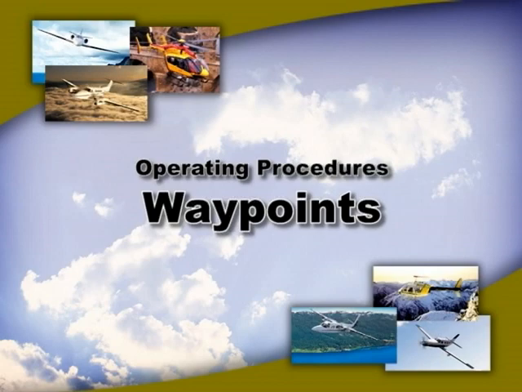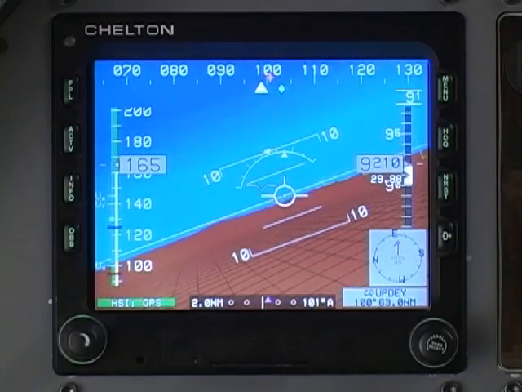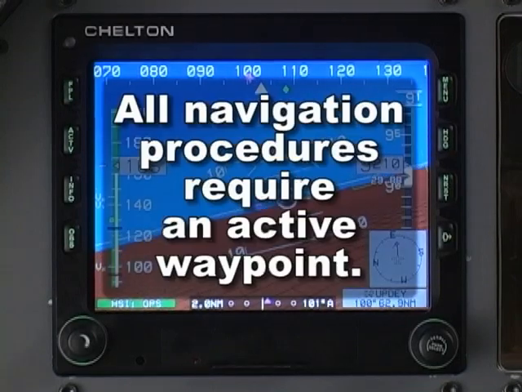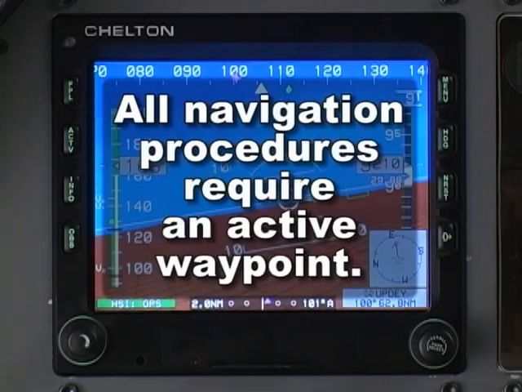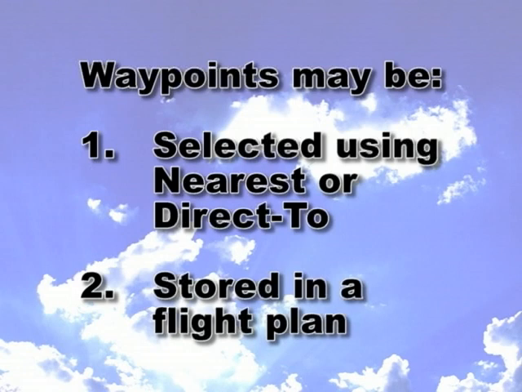Navigation using the Flight Logic EFIS is extremely simple, but it does rely on a fundamental concept. All navigation procedures require an active waypoint. A waypoint may be a single point, like an airport or intersection selected using Nearest or Direct To, or it may be part of a flight plan that has been loaded from a collection stored on the system.